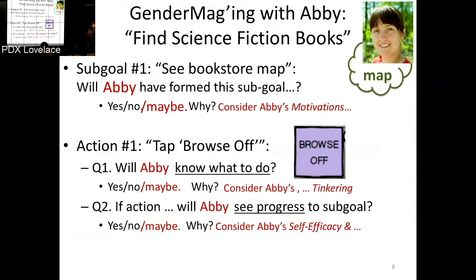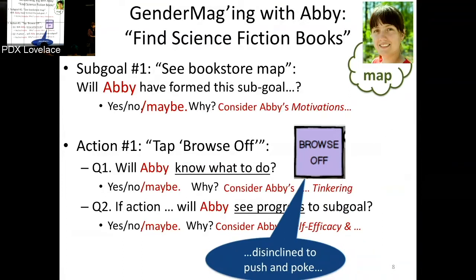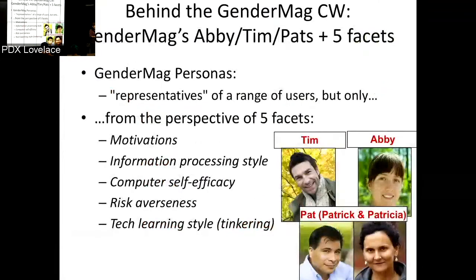So we're done with the scenario. At the end, what we have is a bug report. Here was one reason one of the people said that she probably wouldn't, because Abby's cognitive style is such that she's disinclined to push and poke as her learning style. All right, so let's look at behind the scenes, now that you have a general idea of how things work.